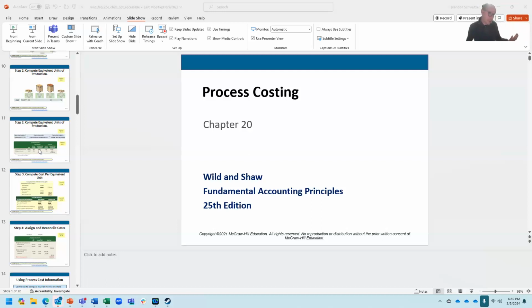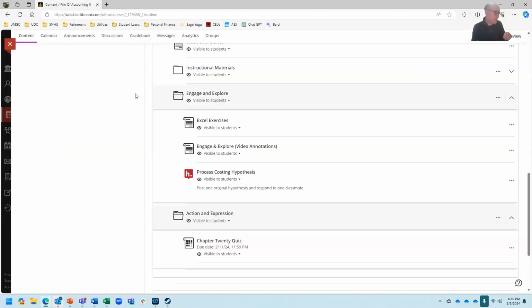Anything else? Any comments, questions, concerns about anything? Okay, just as a reminder, I would like you to use the class time on Wednesday to complete your hypothesis, one original, one response to a classmate, and the chapter 20 quiz. Those are your 2 action items for the week. Use the class time on Wednesday to do those just because it gives you time.